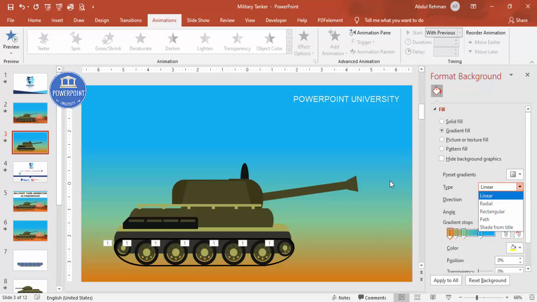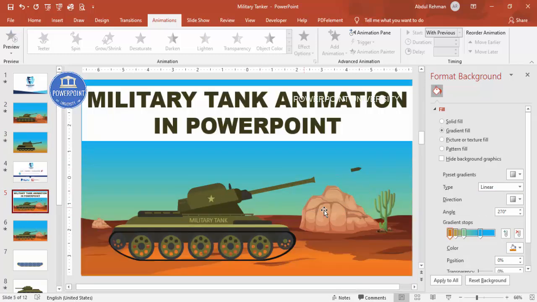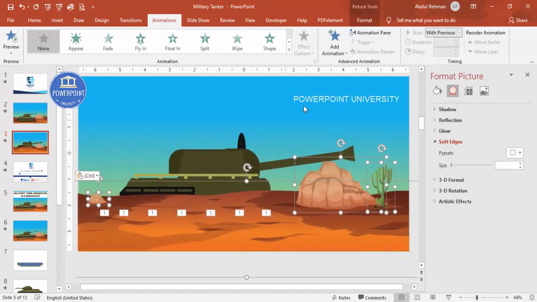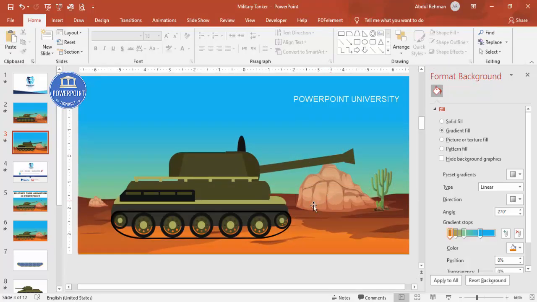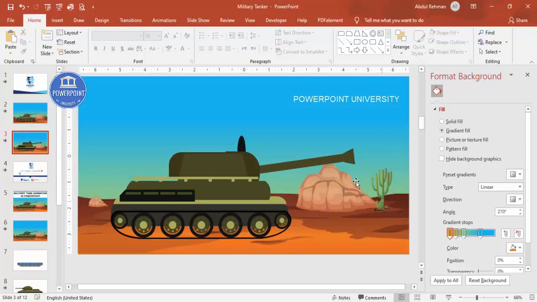Type I have selected linear, and then I have added a few shapes which I made in Illustrator. For example, you can see all these different stones and some background effects. I'm just going to paste this and format, send to back. So you can see here, if I play now, the wheels are rotating, spinning, but this is not moving. So you can add a very basic animation.